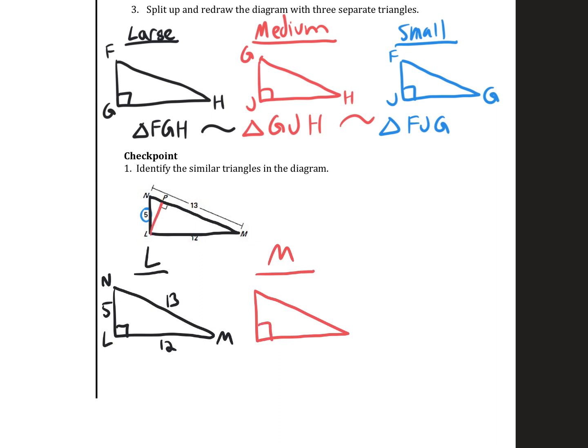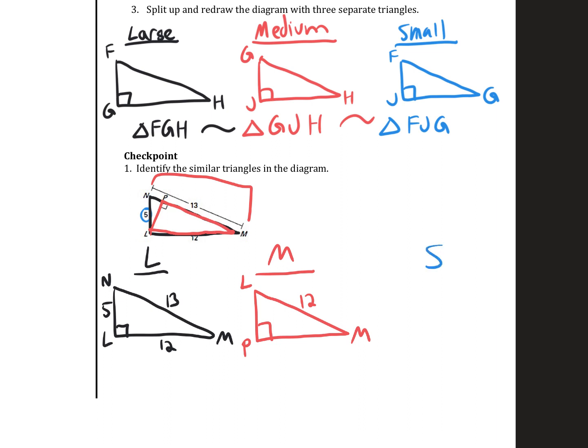The medium triangle was, do the same kind of drawing. So the medium triangle is right here. So P is the right angle, L is this angle, and M is this angle. Do we know any sides for that one? Well, we know LM is 12. And we actually don't know PM because PM is part of the entire thing, which is 13, right? We gotta be careful with that.